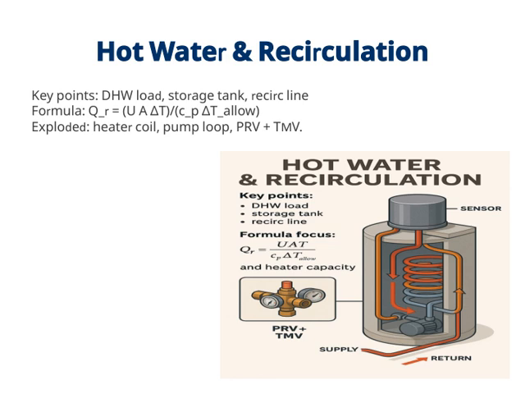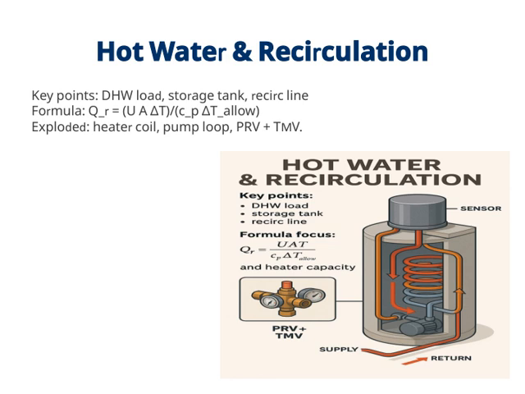Now, when we look at the formula Q sub R equals U times A times delta T divided by C sub P times delta T allowed, we're quantifying the heat transfer rate needed for recirculation. This helps us understand how much energy is required to keep hot water circulating efficiently.